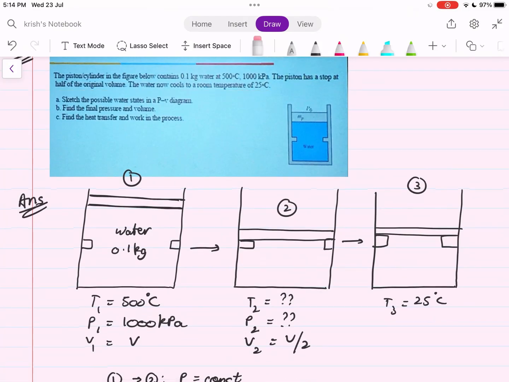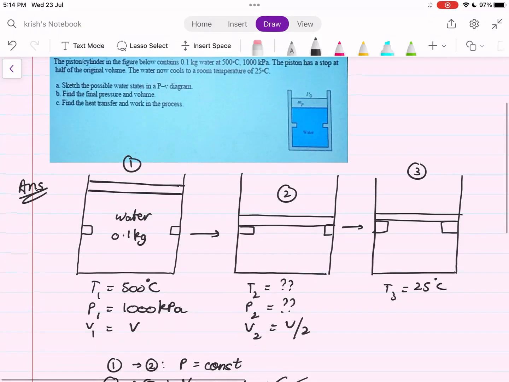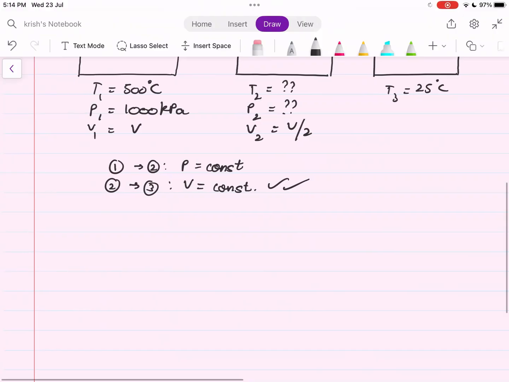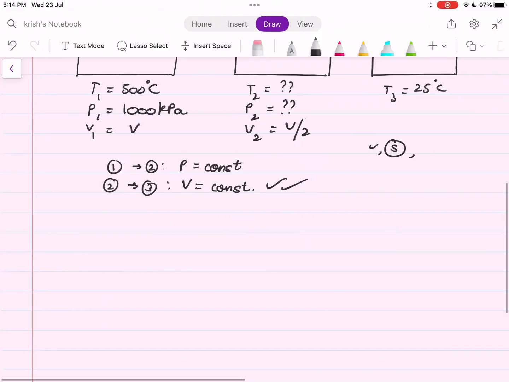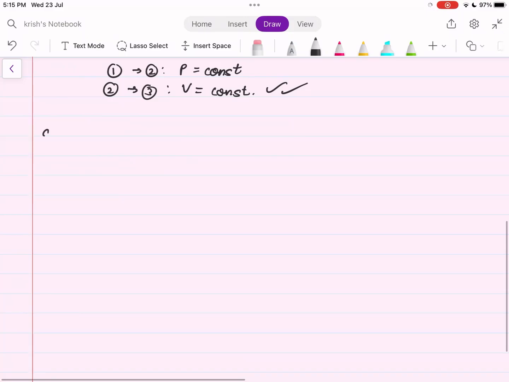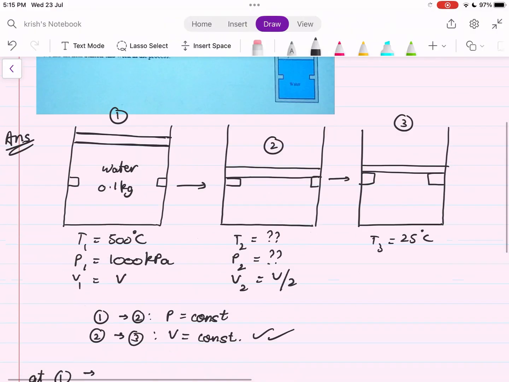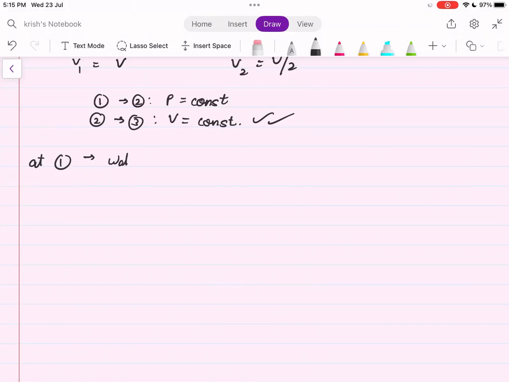Now that we know what is going on in the question and what the situation looks like at 1, 2, and 3, what I always find helpful to do is to find all of the states at 1 to 3. That is all of the information at 1 to 3, like U or S, which will come later on, and volume, specific volume, VF, state, etc. Right? So let us begin by doing that at 1. We have been given water at 500 degrees Celsius and 1000 kilopascals.